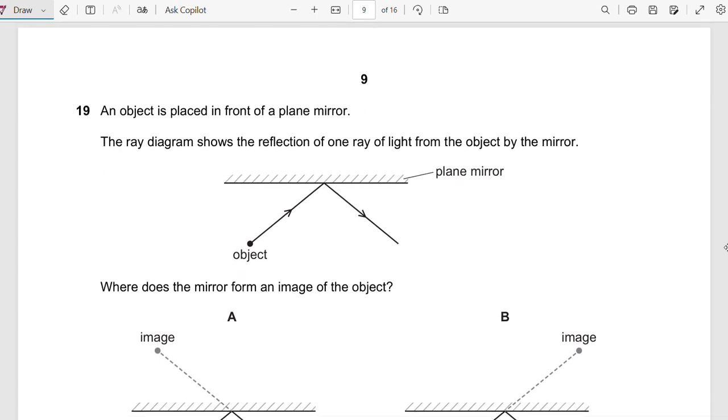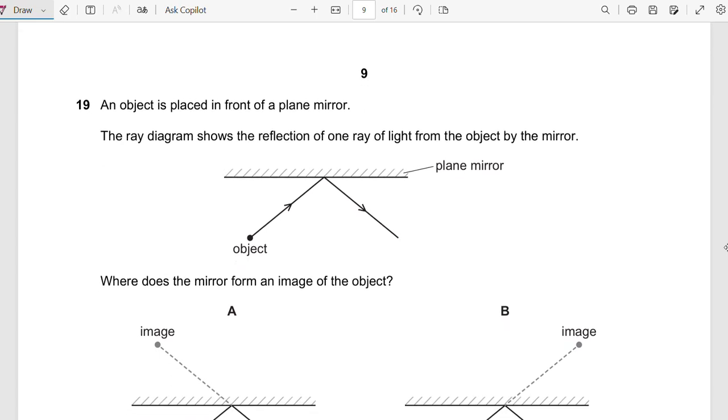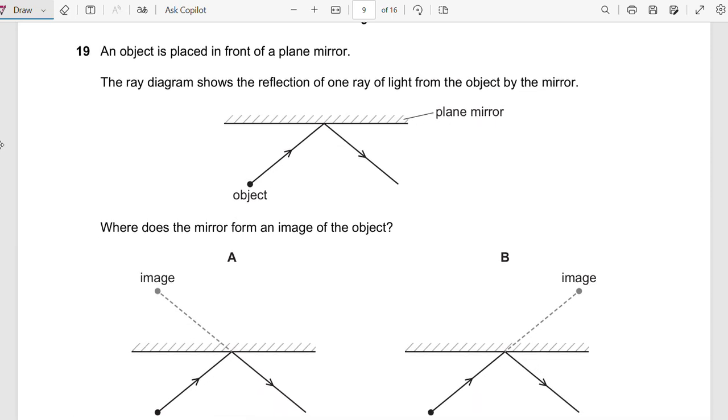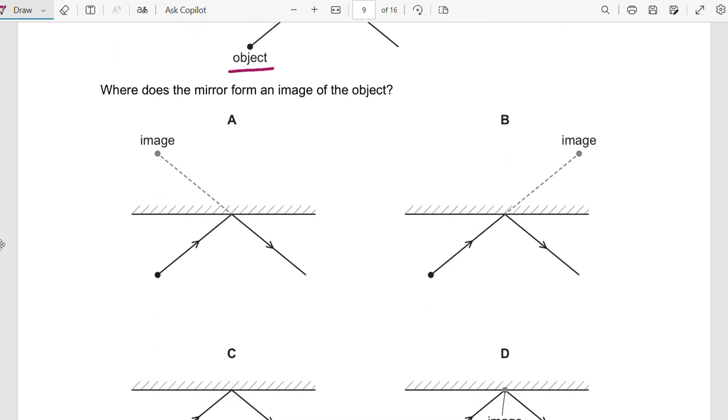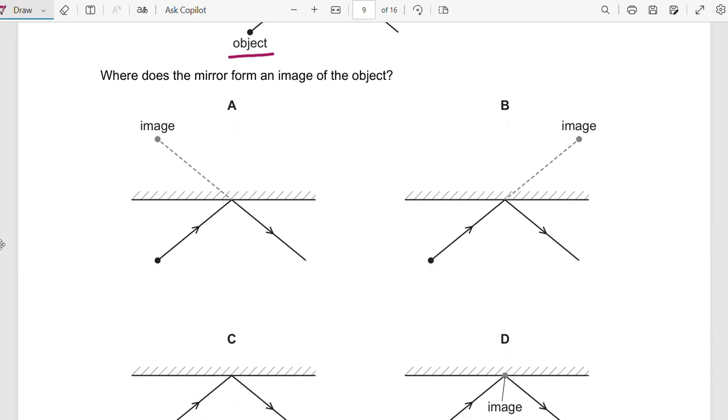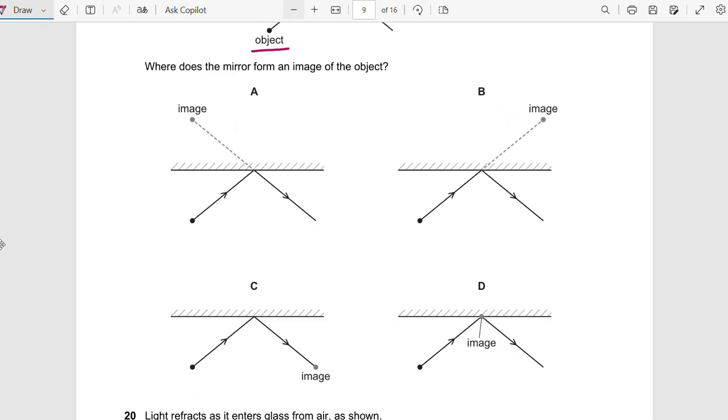Let's go to question 19. It says, an object is placed in front of a plane mirror. The ray diagram shows the reflection of one ray of light from the object by the mirror. So this is the object here. The question is, where does the mirror form an image of the object? Okay, let's see all the options together.